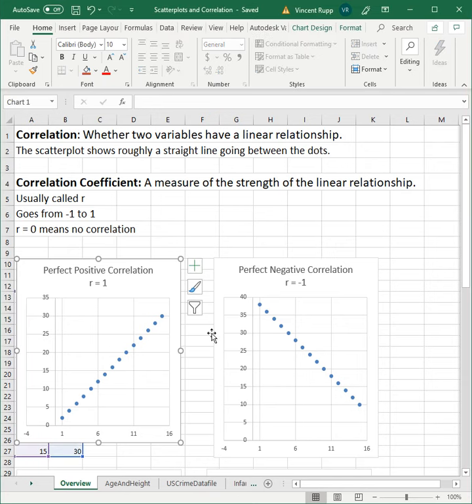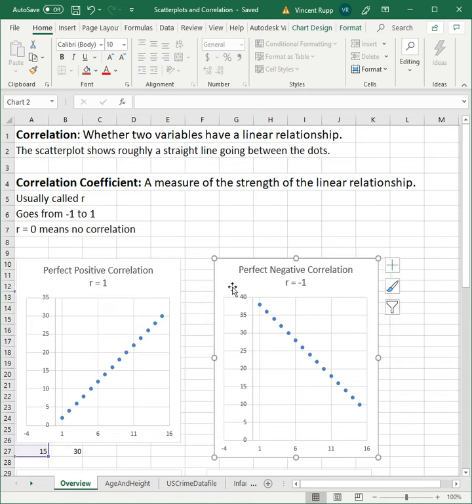This scatter plot shows a perfect positive correlation. That is, the dots are all exactly on a straight line that's going up, so your correlation coefficient is 1. This one, on the other hand, has a correlation coefficient of -1. The negative indicates it moves down as you read from left to right, just like when you talked about lines in an algebra class. And the 1 indicates that they are all exactly on a straight line.